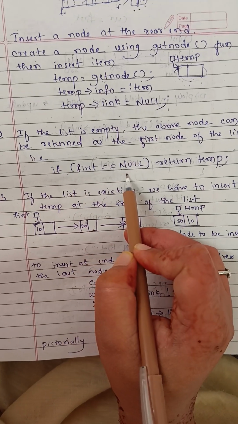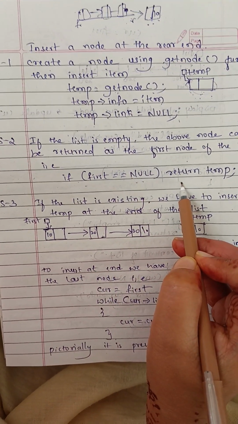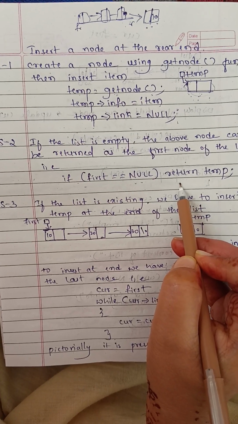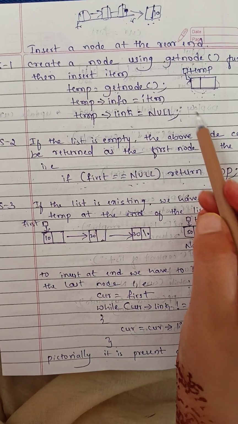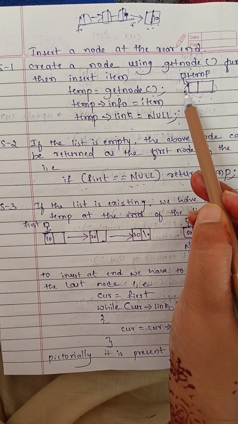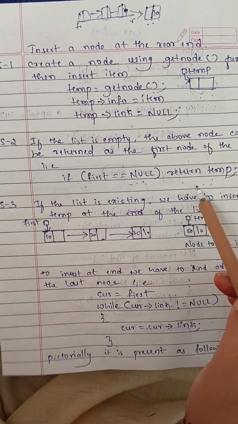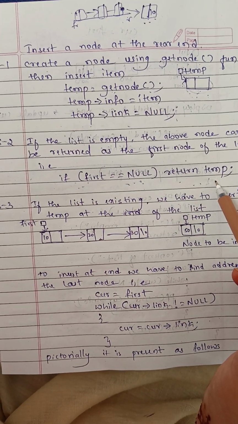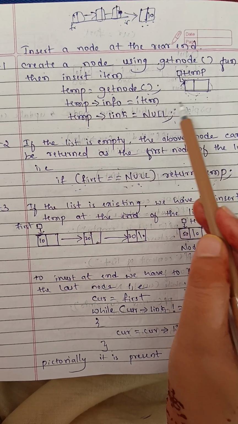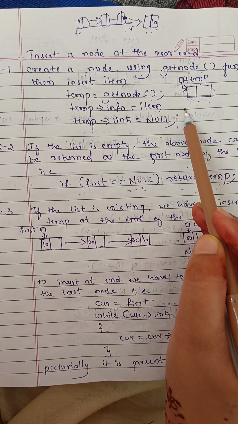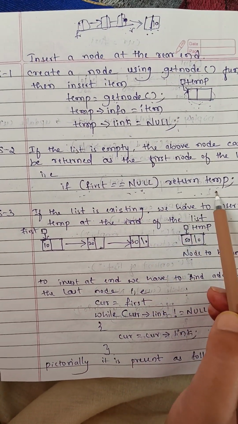That is, if first equal to null, return temp. If the list is empty, whatever you have created will become your first node. Then you have to check the condition: is first equal to null? What you have to return? You have to return temp. Why do we return temp? Because you have already created the temp node, so whatever you have created will become the first node. So if first equal to null, you return temp.